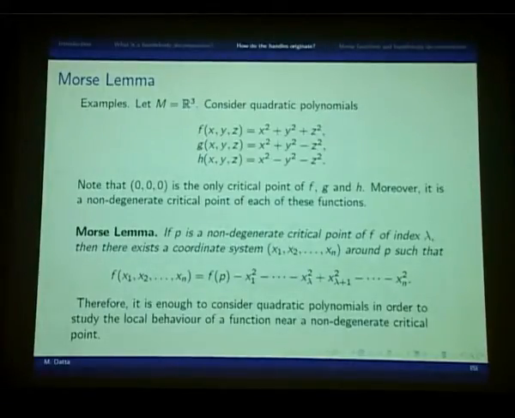So, that means it is enough to consider only the quadratic polynomials if you want to understand the local behavior of a function near a non-degenerate critical point, because finally any function looks like a quadratic polynomial.